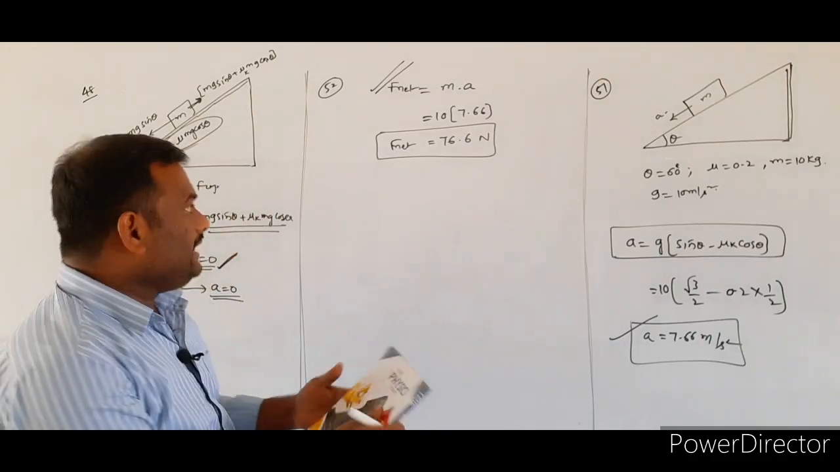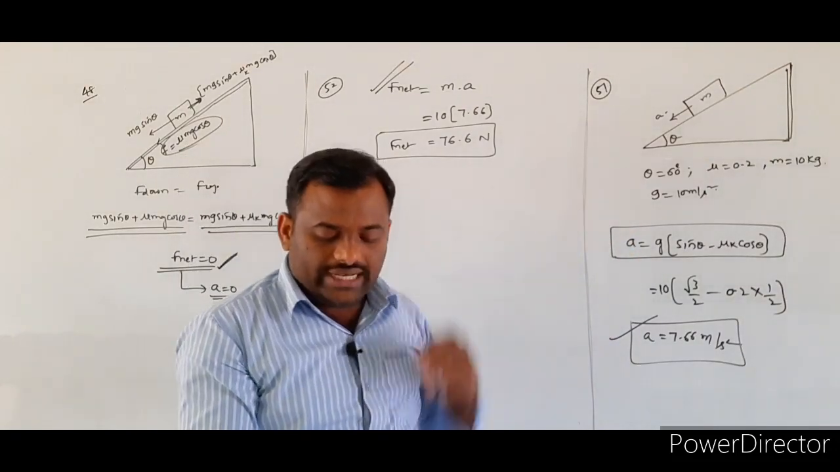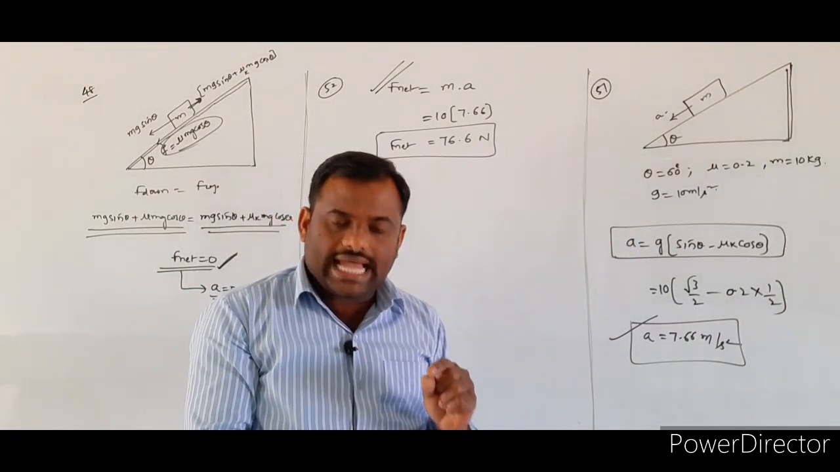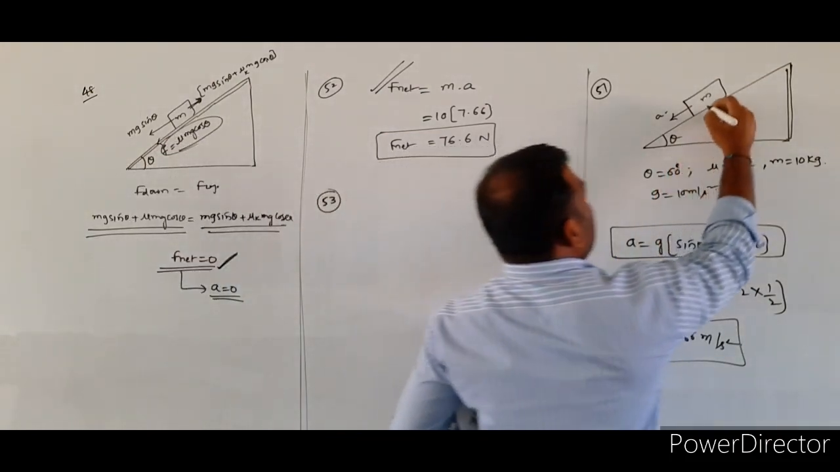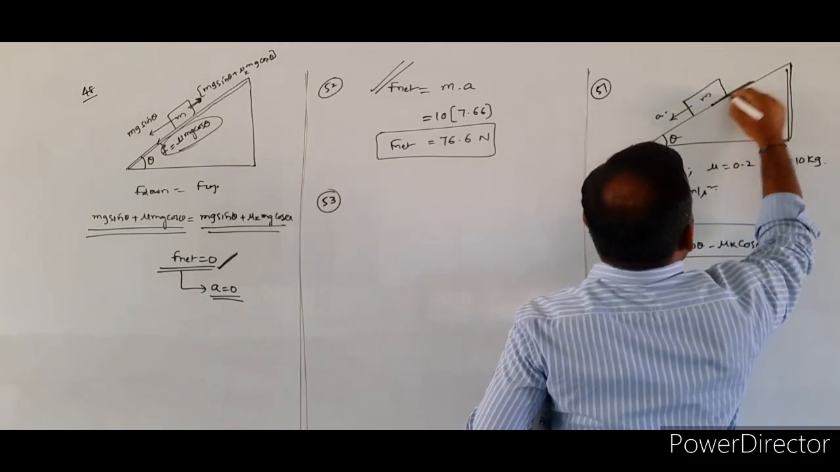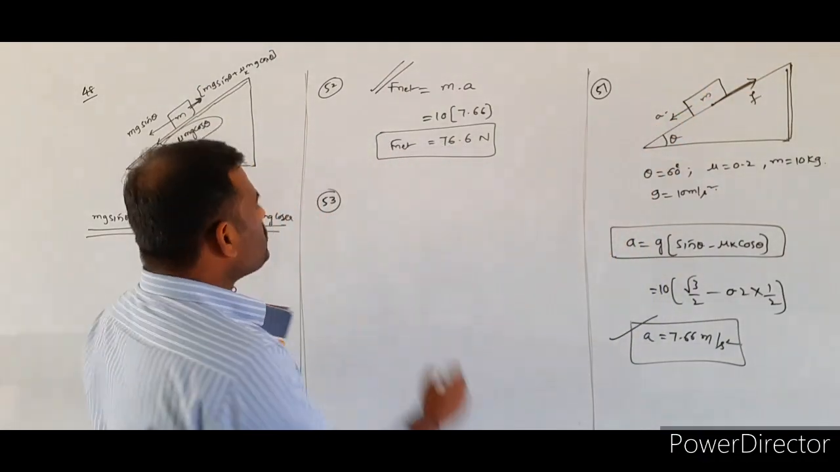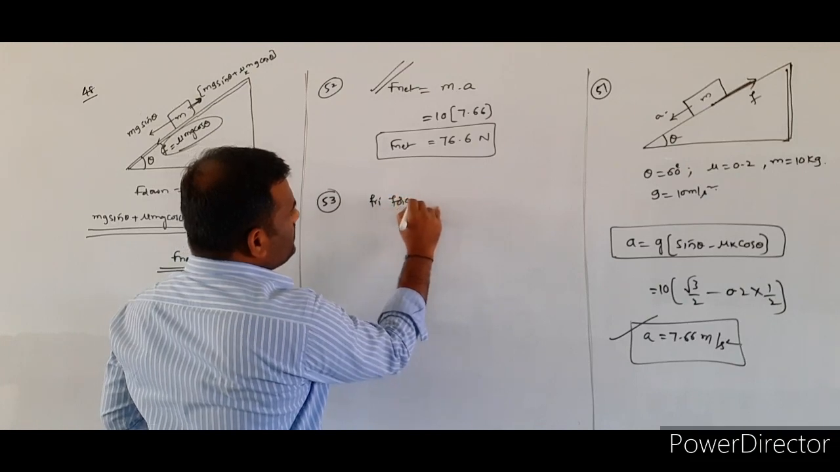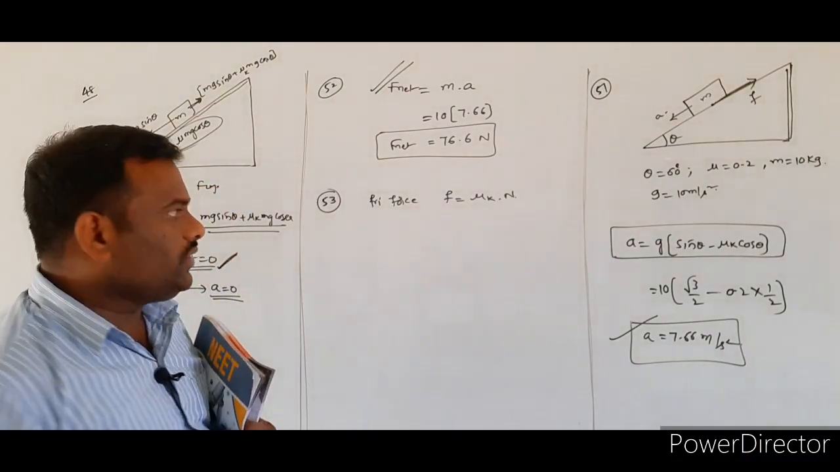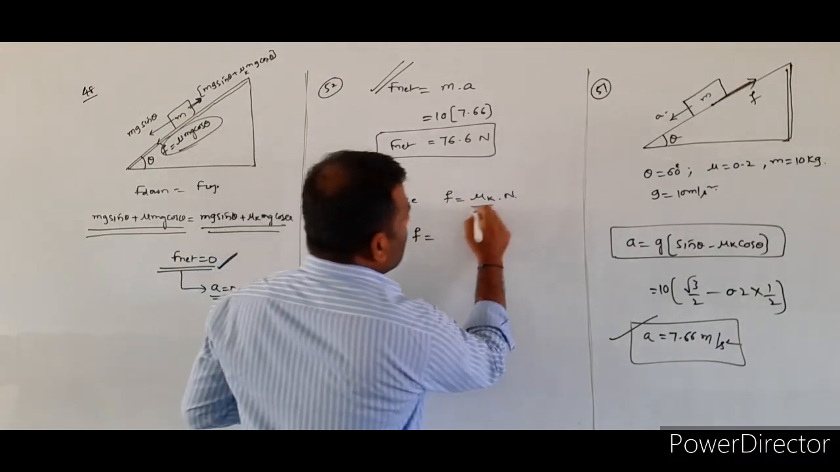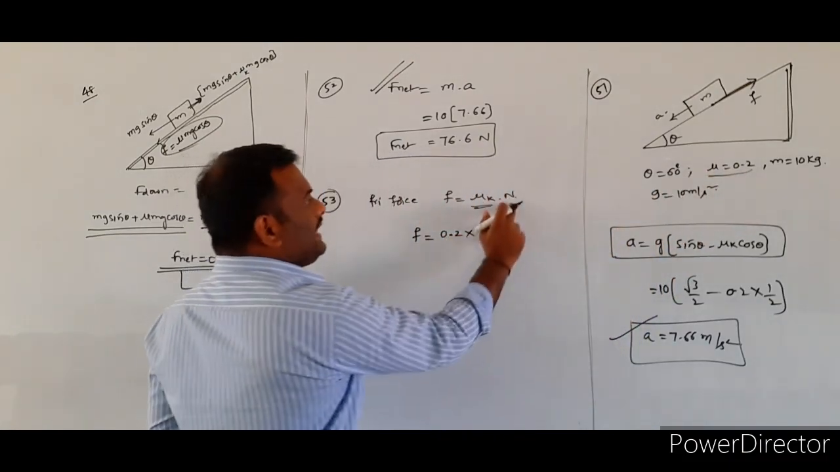Next, problem number 53. Again, for the problem number 51 data in the above problem, the frictional force acting on the body is, so whenever the block will be sliding downwards, frictional force is acting up the plane. So frictional force, general formula F is equal to mu k into N. What is the mu k value? Mu k value is equal to 0.2. N is equal to what?